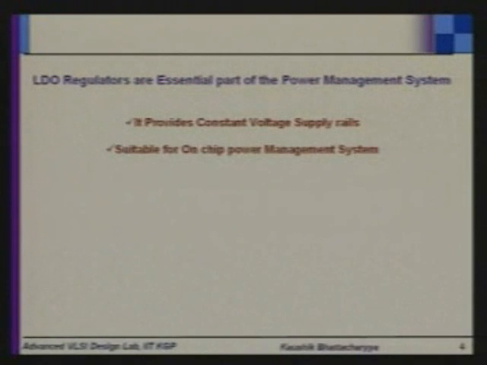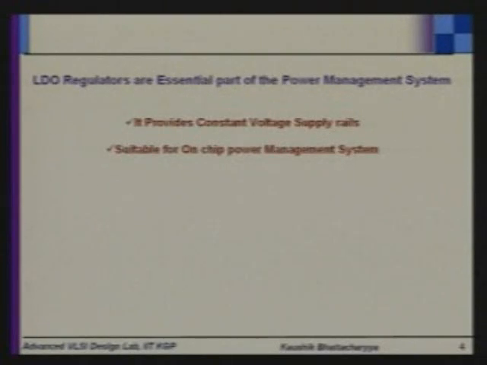Now, in this context, LDO regulators are an essential part. They provide a constant voltage supply rail. Suppose the input voltage VDD is 3.3 volt, we are stepping down the voltage through the LDO and we want to achieve, say, 3.1 volt. The output supply voltage should be a fixed, stable one, and that can be provided through these low dropout regulators.